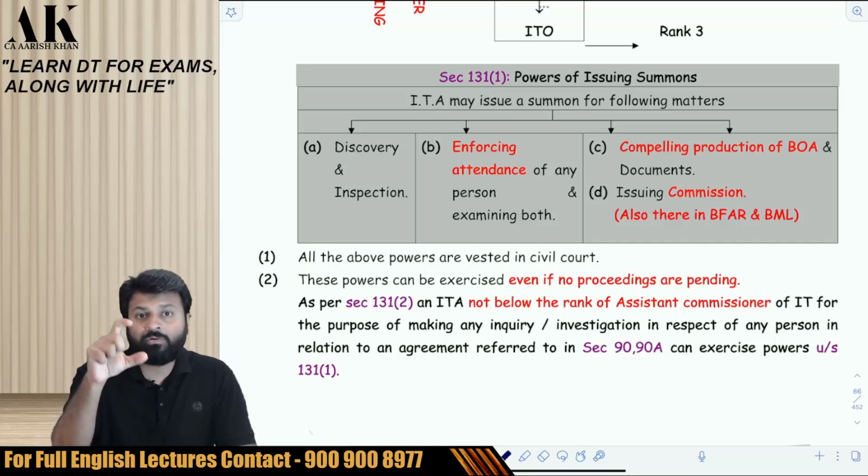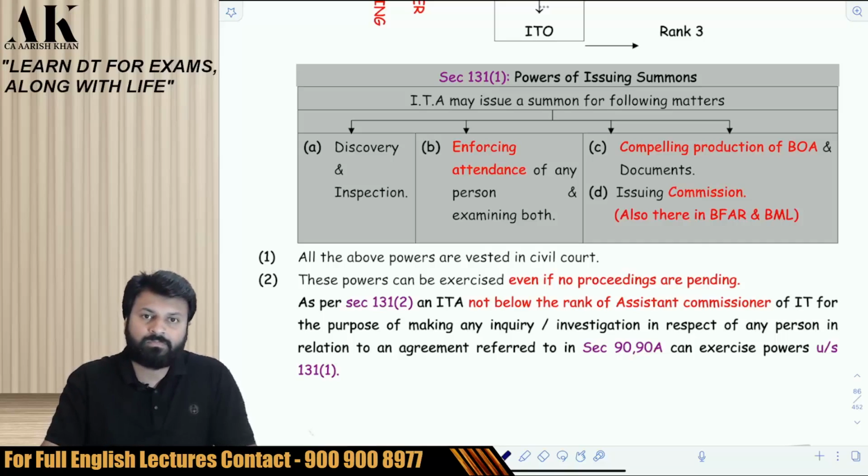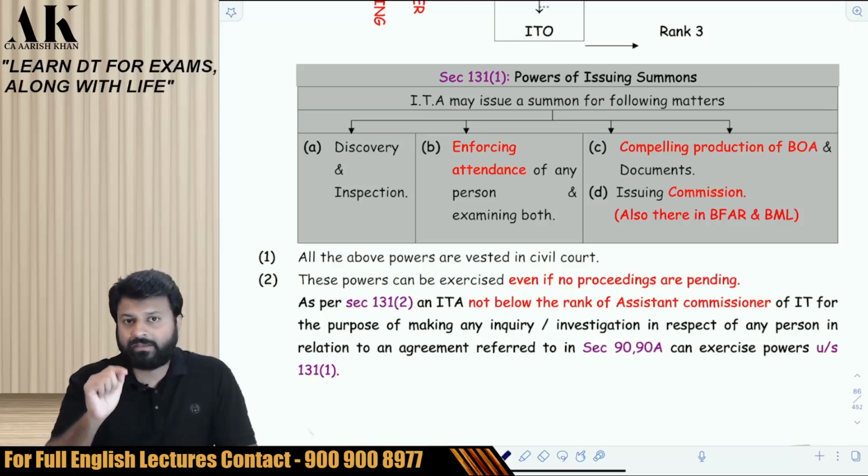Second, if they want to enforce attendance of any particular person, say for the purpose of examining on oath, or for giving some kind of witness. If the department wants to examine a person on oath, then they can enforce an attendance of that person. Third, department can send someone for the purpose of compelling you. Compelling means forcing you to produce your books of accounts and other documents. And fourth, department can give you summon so that they can issue a commission to you. What do you mean by issuing a commission?